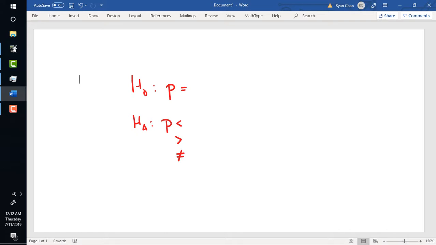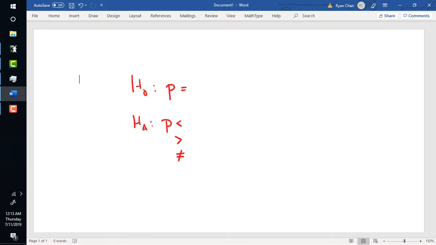And then my alternate is going to be one of the three types of inequalities: less than, greater than, not equal to. The idea is your null and your alternate contradict each other. You have two arguments. For example, your null could be someone claiming that 30% of everyone likes chocolate milk, and your alternate would be someone saying, no, I think you're wrong. It's less than 30%, or it's more than 30%, or it's just not equal to.